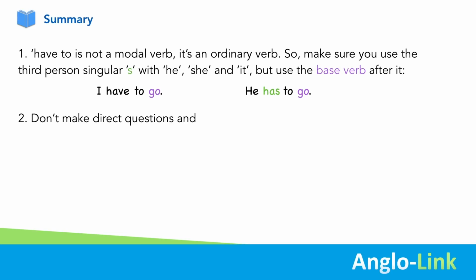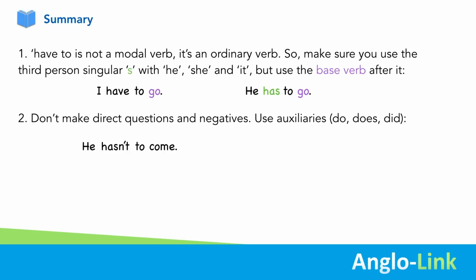Secondly, don't make direct questions and negatives. Use auxiliaries, do, does, and did. So please avoid saying he hasn't to come. It sounds really bad. You must say he doesn't have to come. Same with have I to wait. Does not sound good at all. You must use the auxiliary. Do I have to wait?